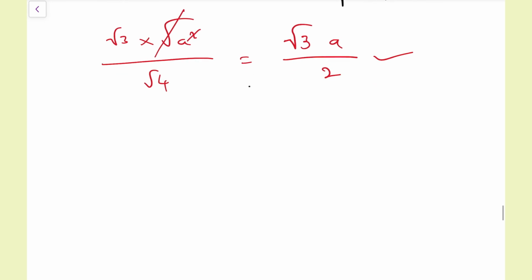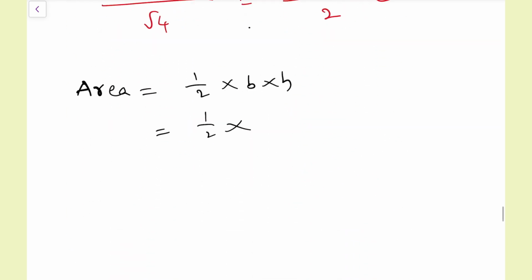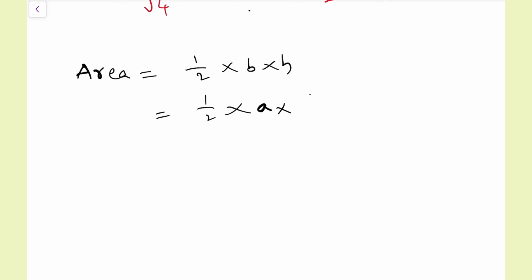Now let us come to the area of the equilateral triangle. Area of a triangle is half into base into height, that is half into the base. This total is the base of the triangle, that is a units, into height, which we just got as root 3a by 2. Now observe the numerical part. Root 3 as it is, a into a is a square, and 2 into 2 is 4. So the area of an equilateral triangle is root 3a square by 4, or root 3 by 4 a square.